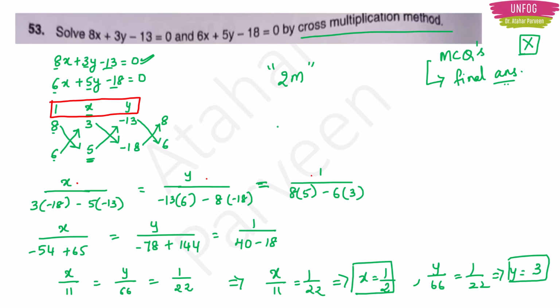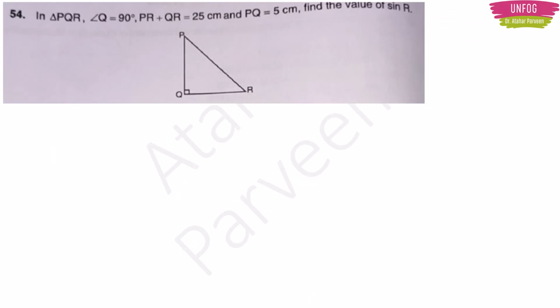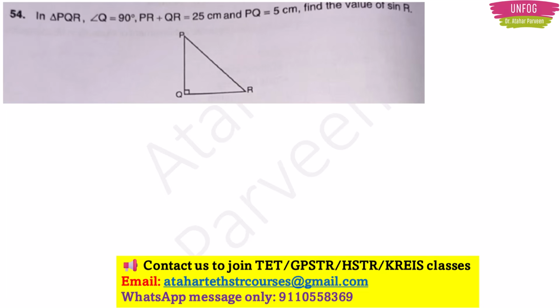Okay, clear, right? Next, question number 54. In triangle PQR, angle Q is 90 degree. PR plus QR is 25 centimeter and PQ is 5 centimeter. Find the value of sine R. So clearly this is a right angled triangle where you can apply trigonometry, where you can apply Pythagoras theorem.